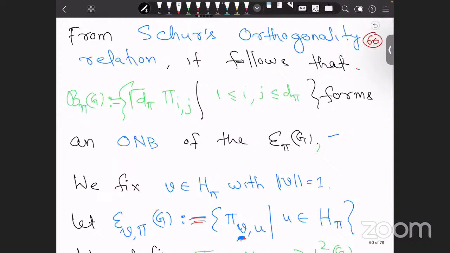Now, from Schur orthogonality relations, it follows that this set B pi (G), B stands for basis, which is defined as root d pi times pi i comma j, with 1 less than or equal to i comma j less than or equal to d pi, forms an orthonormal basis of E pi (G). That will follow from the Schur orthogonality relations. That's clear.